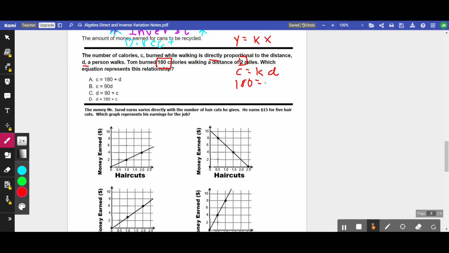Hold on, I put them in the wrong spot. This will be K times 2, sorry. Okay, because you're finding K. And then you'll solve for K here, so you can divide by 2. So your K would be 90 then.